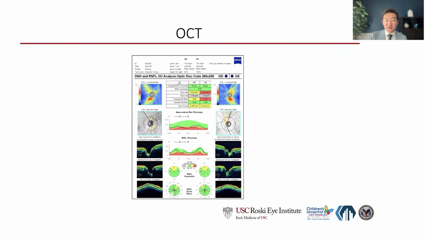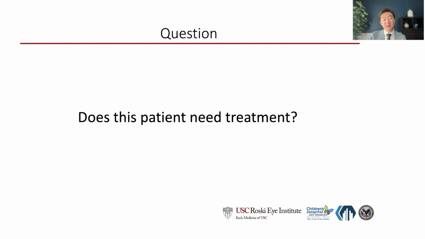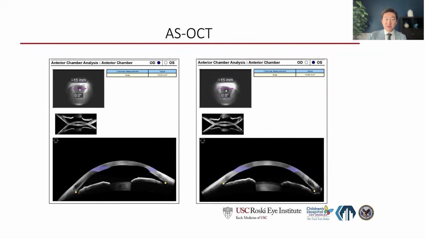And here are the OCT RNFLs. We can see that there is borderline thinning superiorly, which likely reflects a temporal shift of the supratemporal RNFL bundles. The rest of the RNFL is thick and intact. The question that arises here is, does this patient need treatment? Here, in order to better refine our care, we obtained anterior segment OCT images of both eyes.